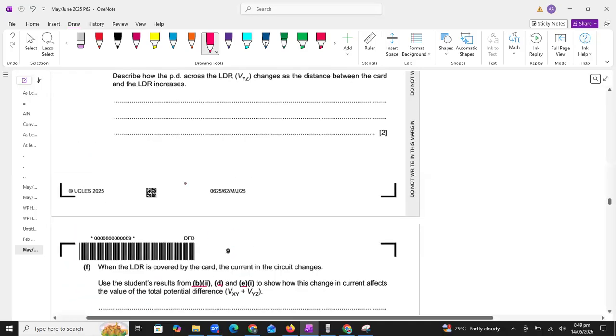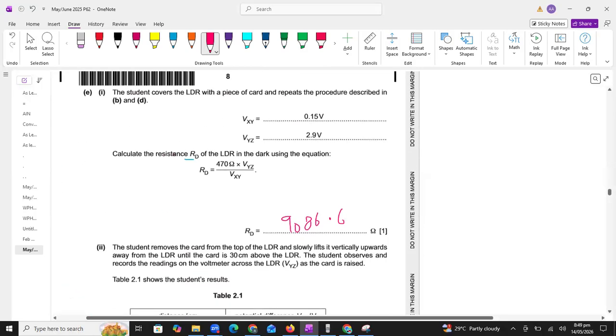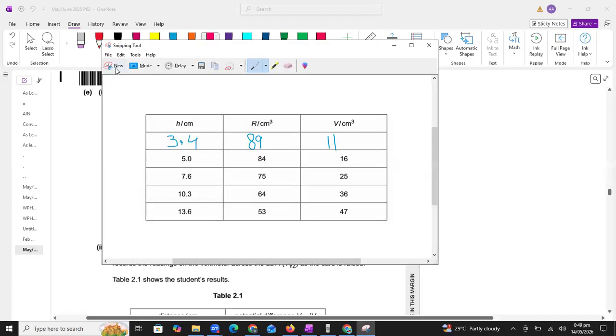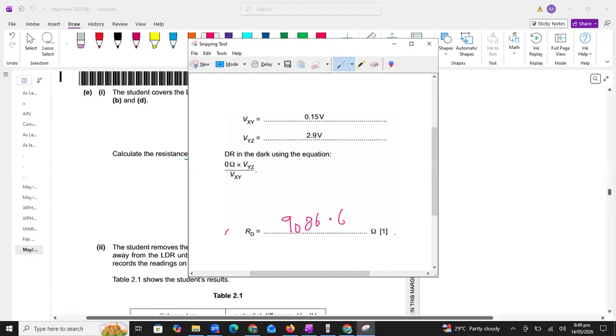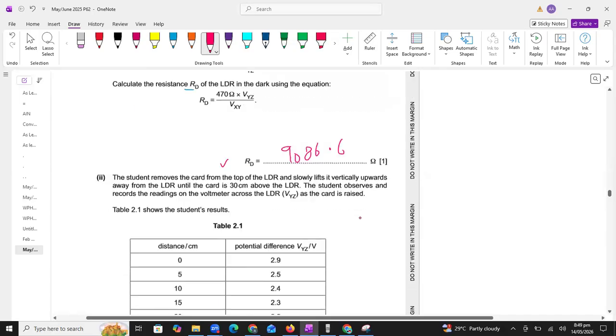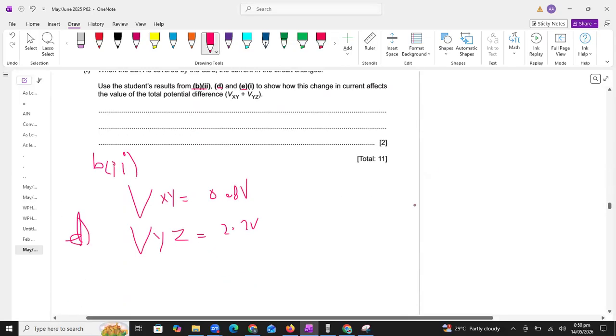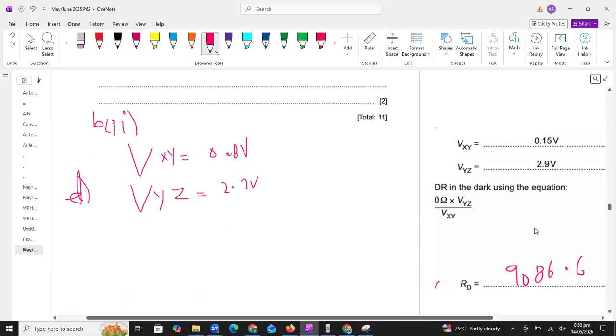Now we have to write the reading from E part 1 as well. In E part 1, we have calculated the resistance when the LDR is in dark. All right, that is 9086.6, and these are the values. So it is better to take the screenshot of this question instead of writing this one, students. All right. So now we have to write these values, students. We have to mention here. Okay. So I'm just pasting the values here.